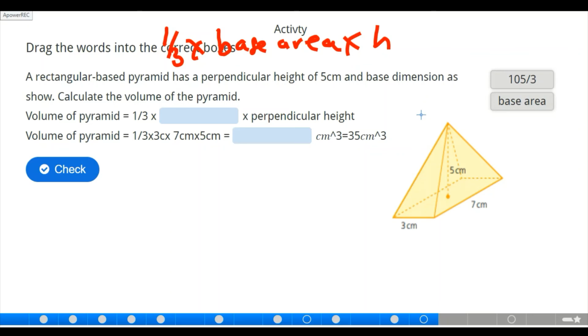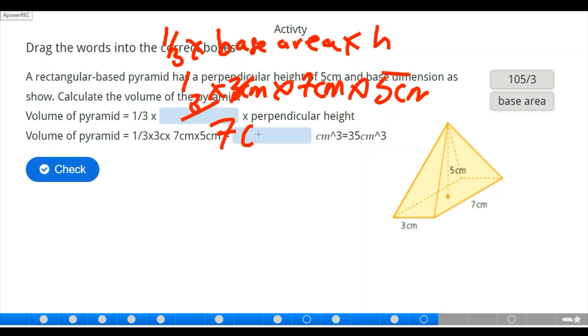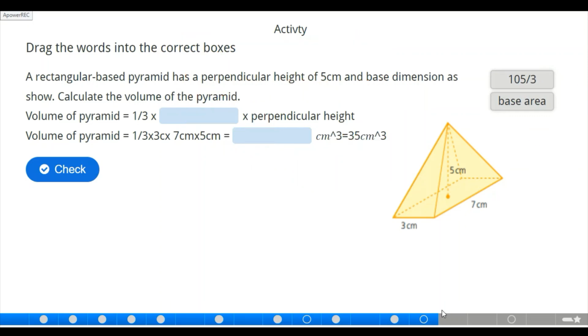So under this aspect, the perpendicular height is 5, and the base area is 3 and 7. So it's going to be 1/3 multiplied by 3 centimeter multiplied by 7 centimeter multiplied by 5 centimeter. So easily 3 can cancel 3 here. So we have 7 centimeter multiplied by 5 centimeter. 7 times 5 will give us 35. But remember, we are dealing with volume, so we write it in centimeter cube. And that gives us the solution to that given problem.